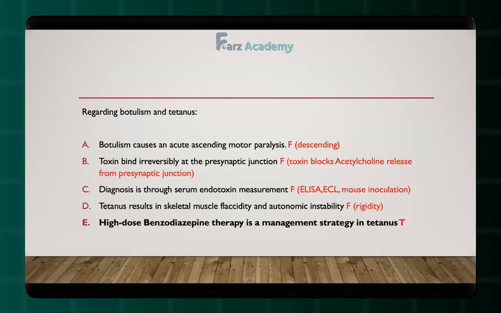Botulism causes acute ascending motor paralysis is false, it is descending. Toxin binds irreversibly at the presynaptic junction, false. Toxin blocks acetylcholine release from the presynaptic junction. Diagnosis through serum endotoxin measurement is false. It is through ELISA, electrochemiluminescence, and mouse inoculation. And tetanus results in skeletal muscle flaccidity and autonomic instability is again false. Rigidity it causes, not flaccidity. And high dose benzodiazepine therapy is a management strategy in tetanus is true. Okay, moving on.